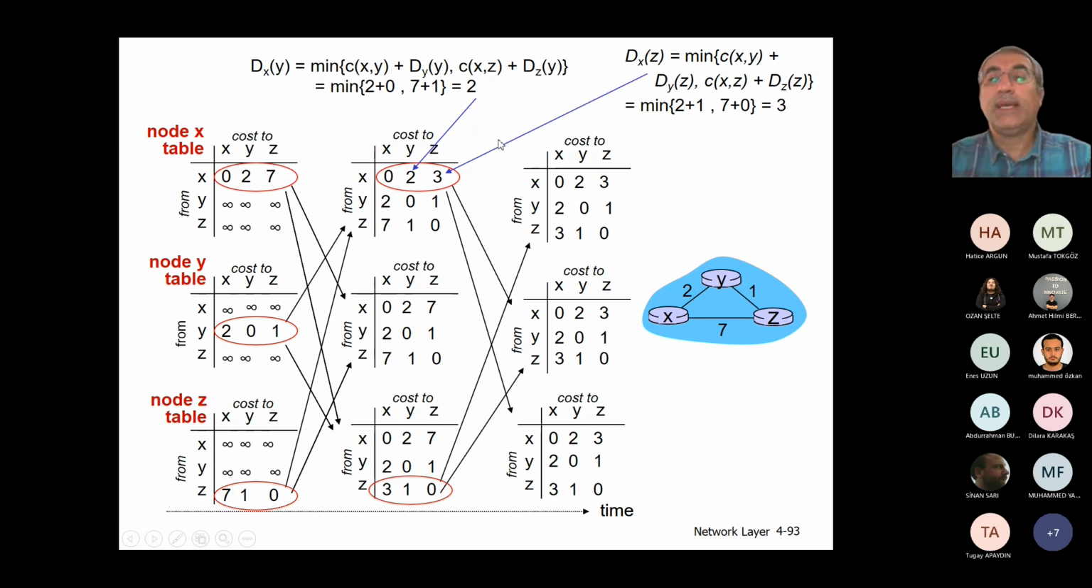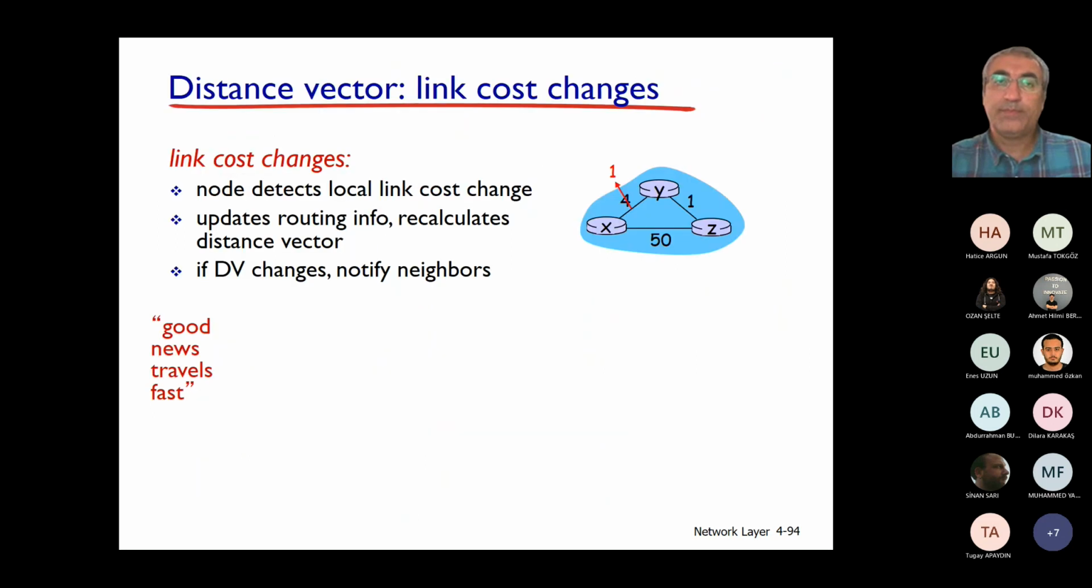And then for the next time, we share among these tables and we keep updating this if there's any kind of link change or any kind of failure or messages about the changes. Of course, there are some problems and issues related to this algorithm as well.